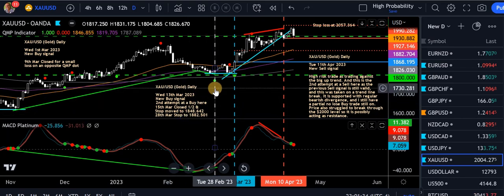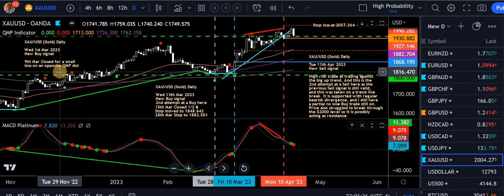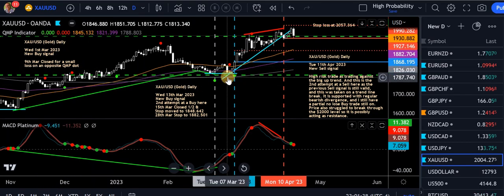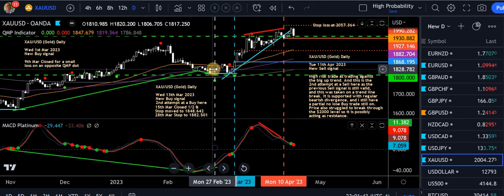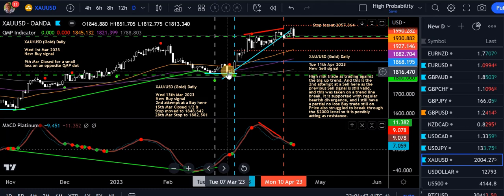There was a buy taken here on this grey line. That's these notes over here. And on the 9th of March, I closed an opposite QMP filter for a small loss. So it was very similar to, I think it was the Euro USD. They tend to move a lot together at times, so just be careful of that.